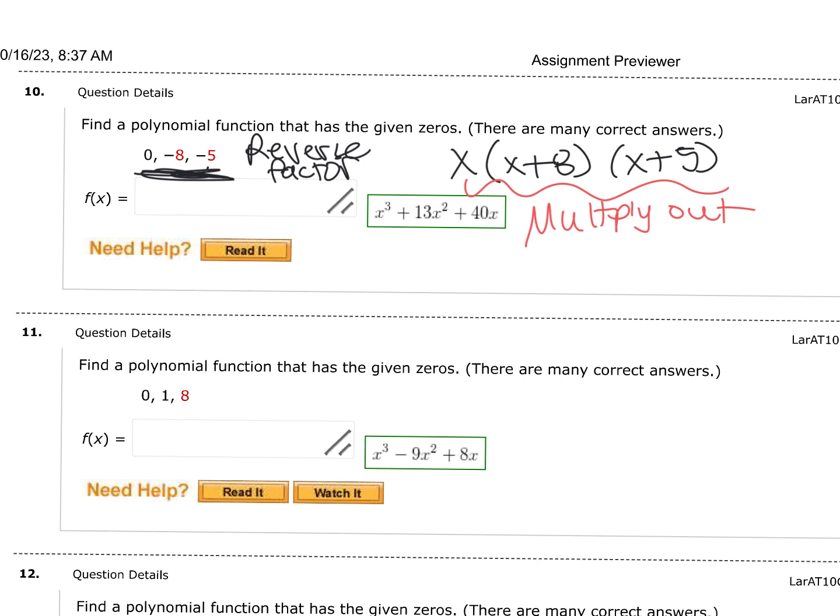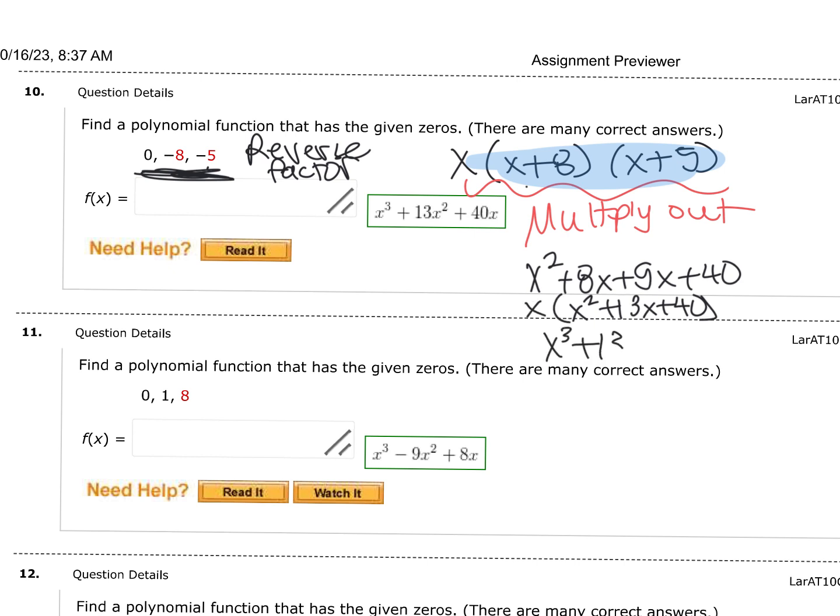And I might actually multiply this together because we're used to that, right? And then I'll multiply by the x. So if I make a box or I distribute, I get x squared plus 8x plus 5x plus 40, which is x squared plus 13x plus 40. And then I multiply that by x, and I get x cubed plus 13x squared plus 40x, which is right here. All right, and then number 11 follows.